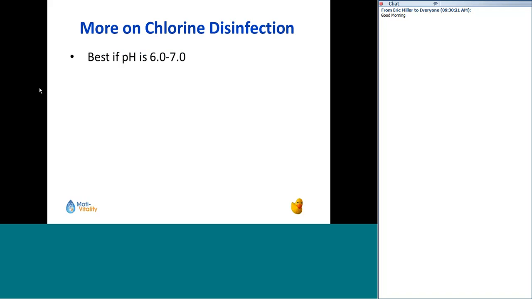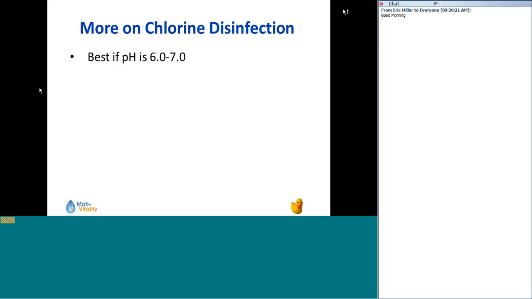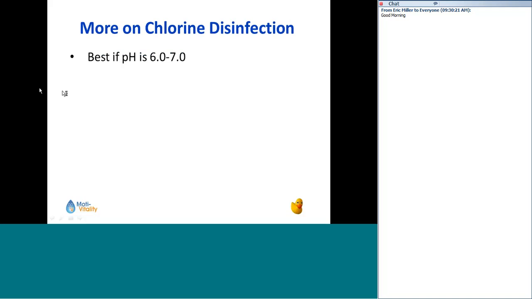A little bit more on chlorine disinfection. It's best if the pH is 6 to 7. I think Jim's saying we don't know enough about iodine, so we don't use it. Okay, so it's best if pH is 6 to 7 on chlorine disinfection. Disinfection is better with longer contact time.